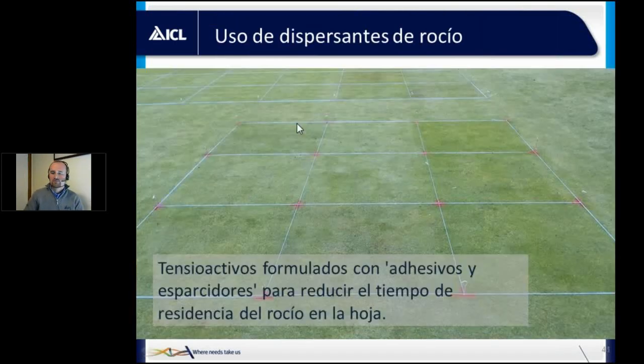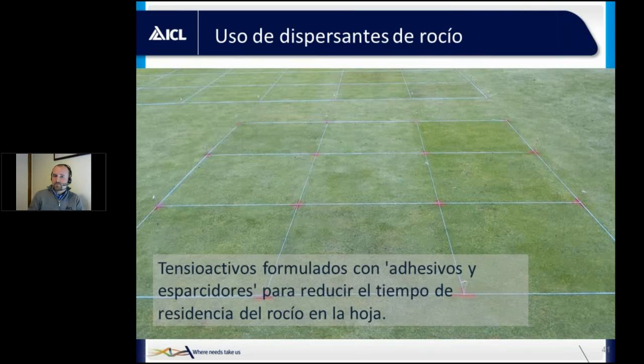We'll also talk a little bit about dew dispersants. Essentially, a dew dispersant is a wetting agent which has been formulated with a surfactant and additional. I guess the simple way to describe them would be to have stickers and spreaders in with the surfactant. The sticker and spreader is designed to stick the dew dispersant to the leaf of the plant and spread it over that surface, so that when you get a dew forming on the surface, essentially the water won't stay on the leaf and it runs off the surface, as you can see in this trial example.